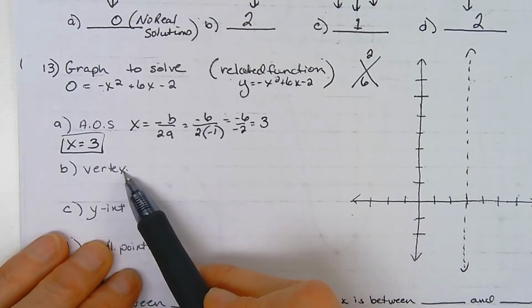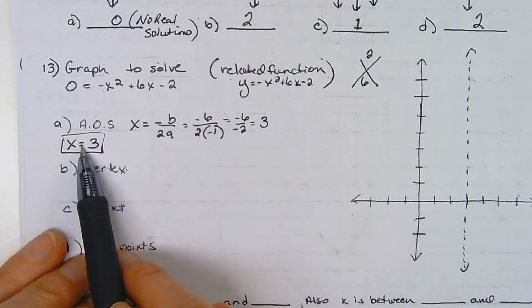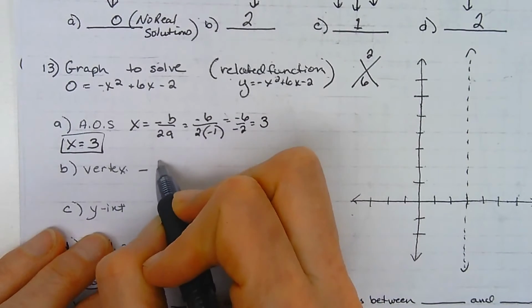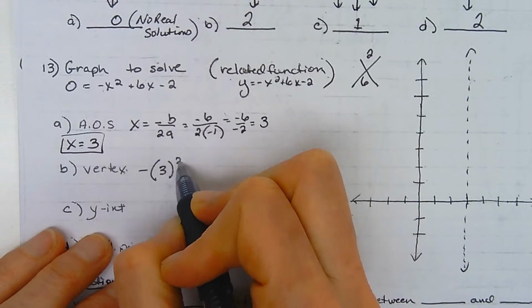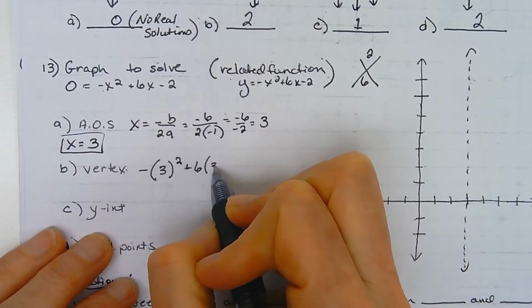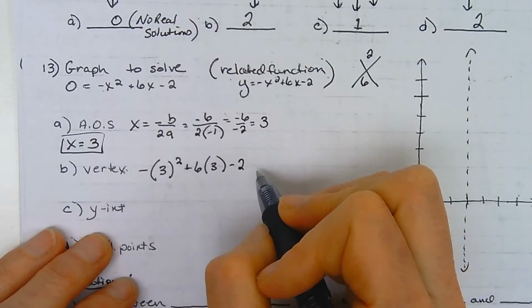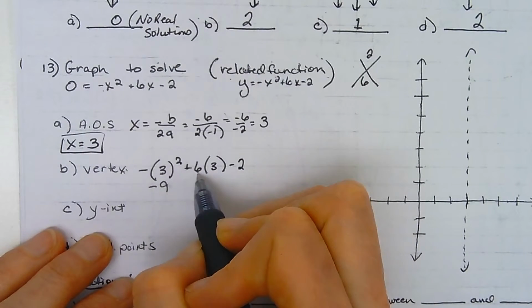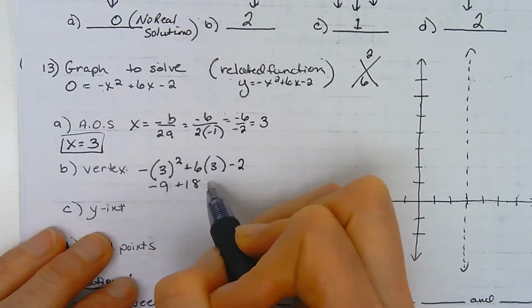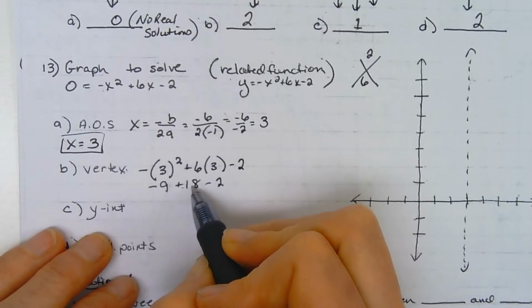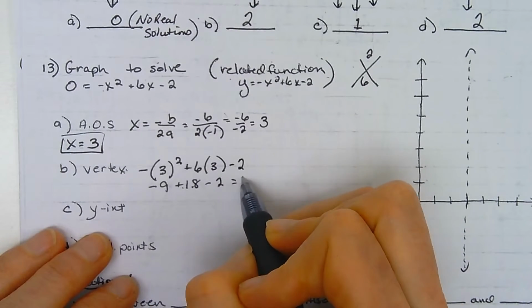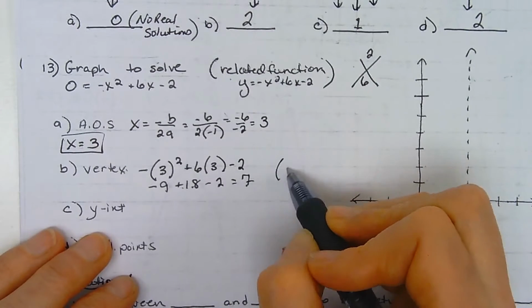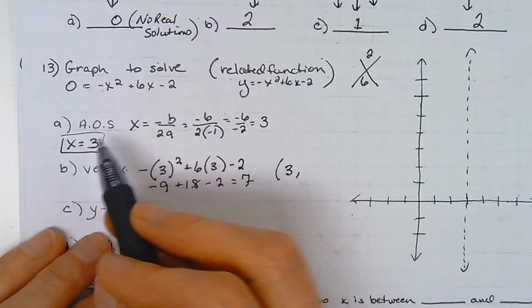Now the vertex is found by putting that value of x into the function. The opposite of 3 squared plus 6 times 3 minus 2. Let's see what we get back out. 3 squared is 9, so that's negative 9, plus 18 minus 2. Negative 9 plus 18 is 9. 9 minus 2 is 7. So the vertex is going to be at 3, that's the x value, 7.